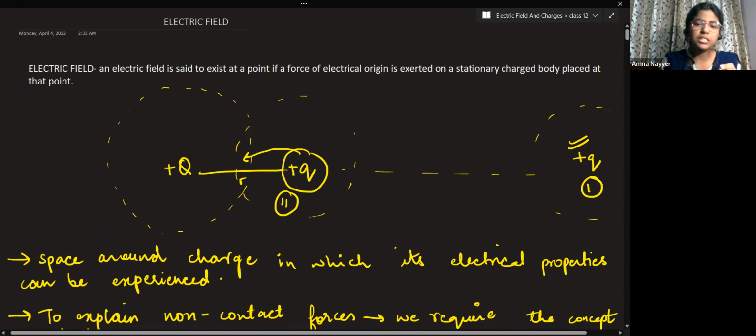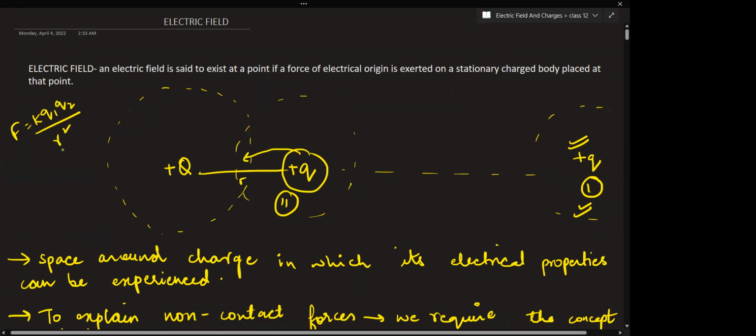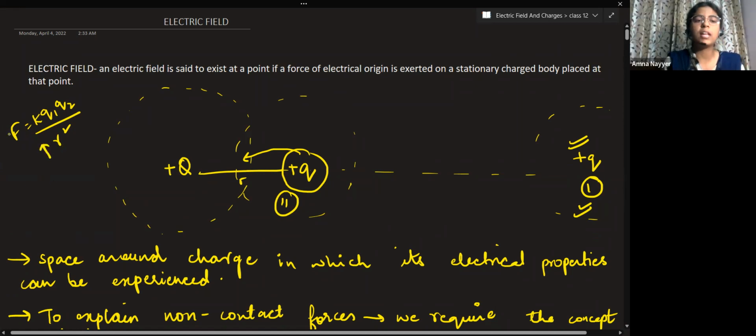If the charge is very far away, like in this first position, then we see that there is no repulsion felt. Why? Because of the inverse square rule that we have seen: F is equal to K Q1 Q2 divided by R square. Remember Coulomb's law? Yes, teacher. All right. So see, if you increase the distance, what will happen? Force will automatically get reduced.